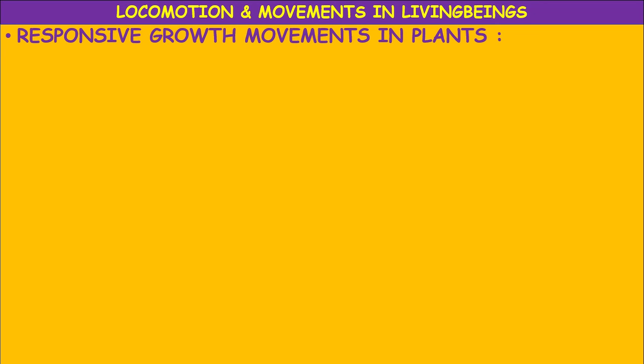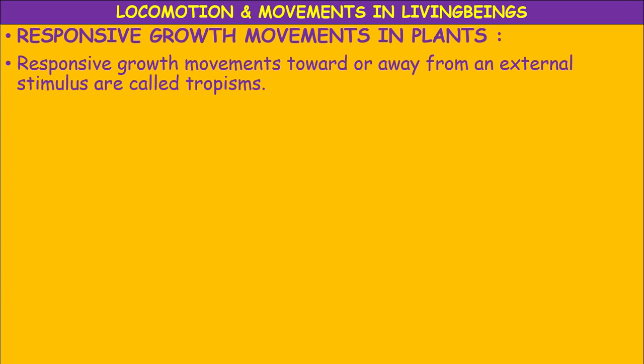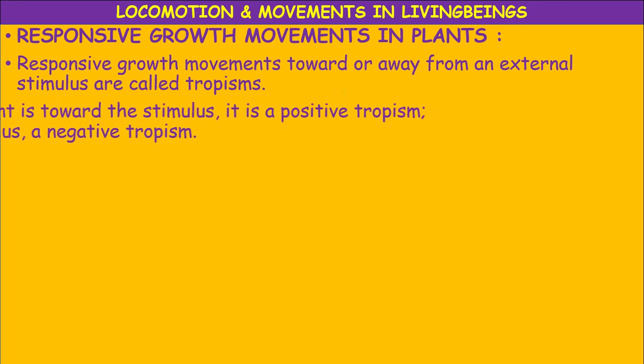Now, responsive growth movements in plants. We have studied in detail in the animals. We come to the plants. The responsive growth movements toward or away from an external stimulus are called tropisms. The movement in the plants is called tropism. It may be of different types depending upon the type of stimulus.